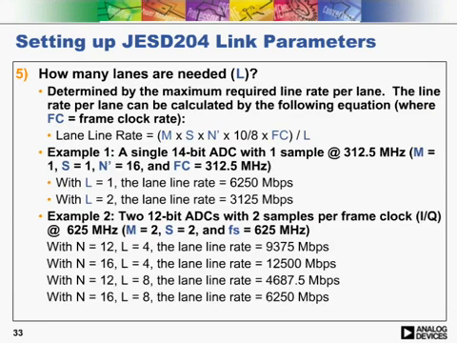Now we must ask how many lanes are needed, which would be L. This is determined by the maximum required line rate per lane. The line rate per lane can be calculated by the following equation, where Fs is equal to the sample rate per S samples. Lane line rate would equal M times S times N prime times 10 over 8 multiplied by the sample rate, all quantity divided by L.